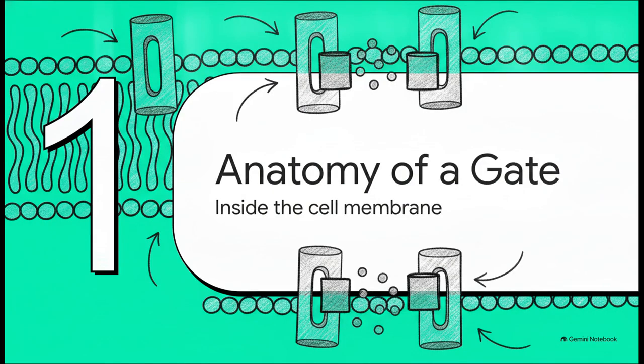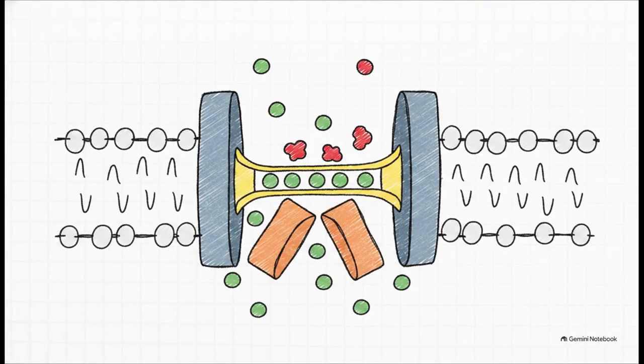Section 1, Anatomy of a Gate. If we zoom way in, every ion channel basically has three core structural components. First up, the membrane-spanning regions. These physically bridge the barrier of the cell's lipid bilayer to create a pathway. Next, we have the selectivity filter. You can think of this like a molecular bouncer. Its entire job is to strictly determine exactly which ions get a VIP pass to go through and which are turned away. And finally, you have the gate itself, which controls whether the channel is actively open, tightly closed, or just temporarily inactivated.